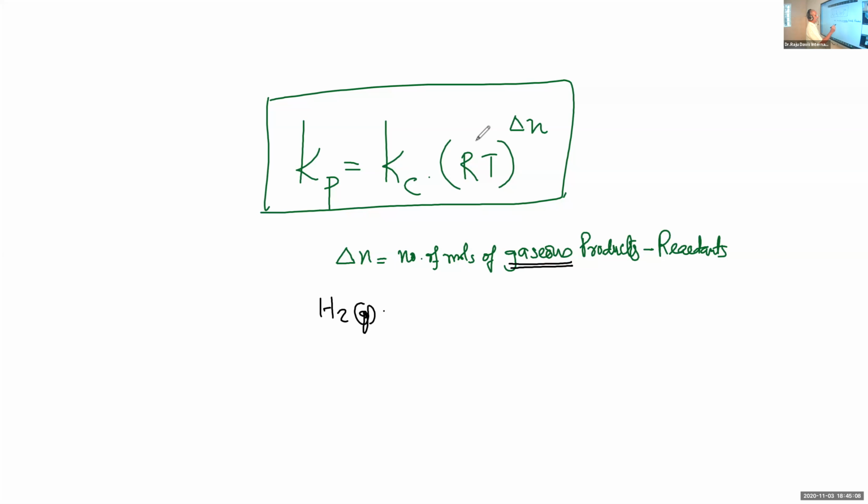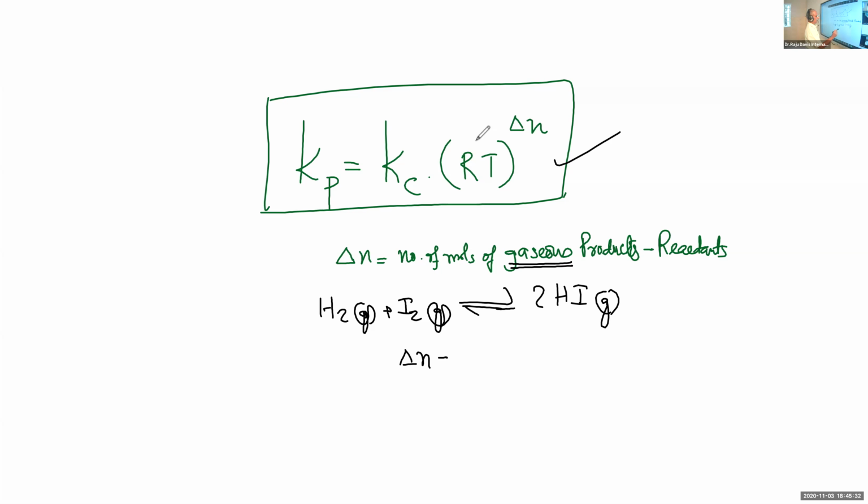So let us take for example H2(g) plus I2(g) reversibly giving 2HI(g). You take up this reaction. And what is the relation between Kp and Kc of this one? You want to find out. See, this is a relation. So you have to find out the delta N. What is delta N here?